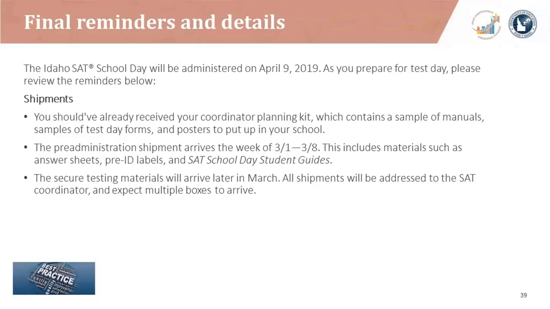The pre-administration shipment arrives between March 4th and March 8th, and this includes materials such as answer sheets, pre-ID labels, and SAT school student guides. The secure testing materials will arrive later in March, and all shipments will be addressed to the SAT test coordinator, and you should expect multiple boxes to arrive.